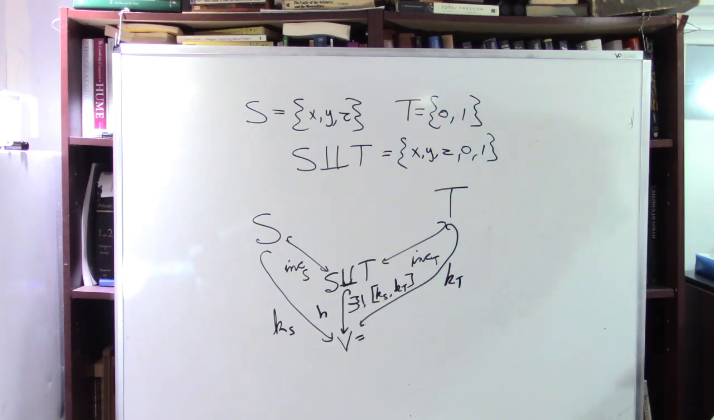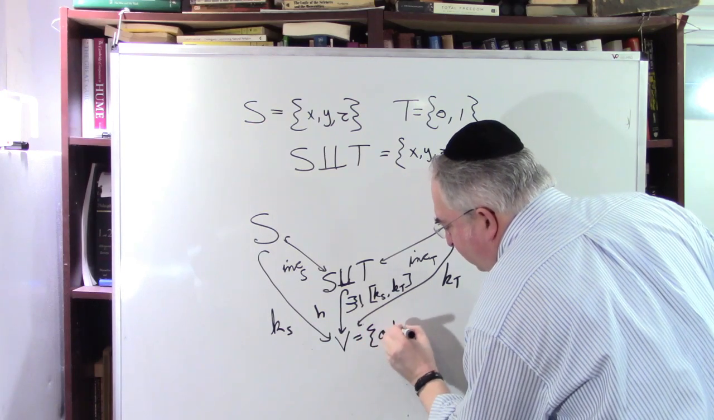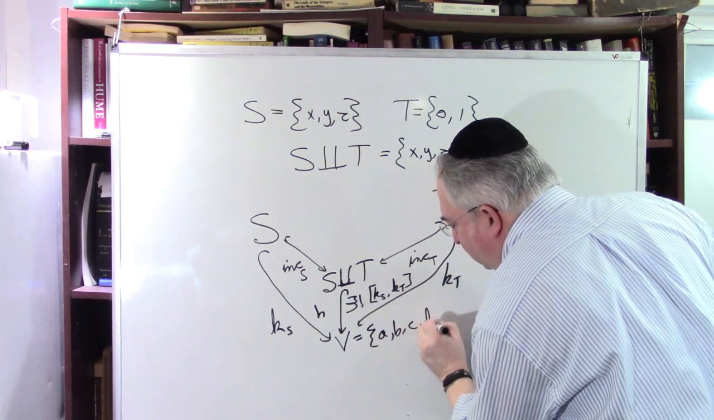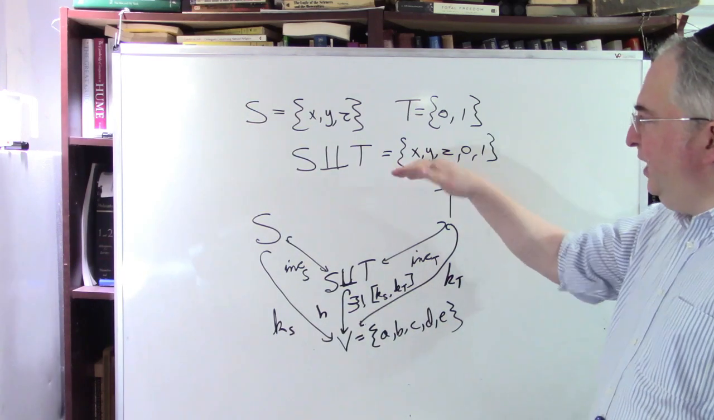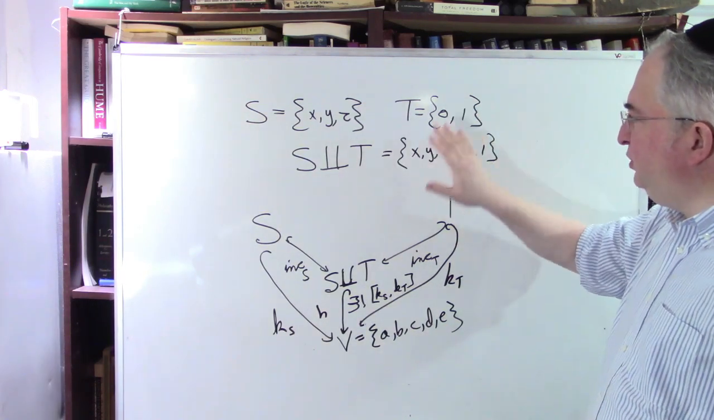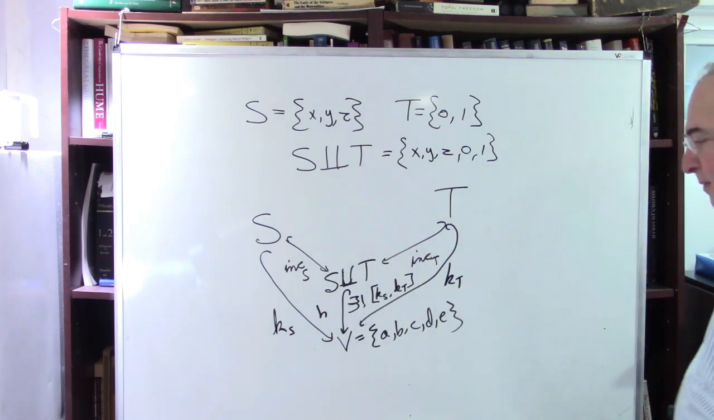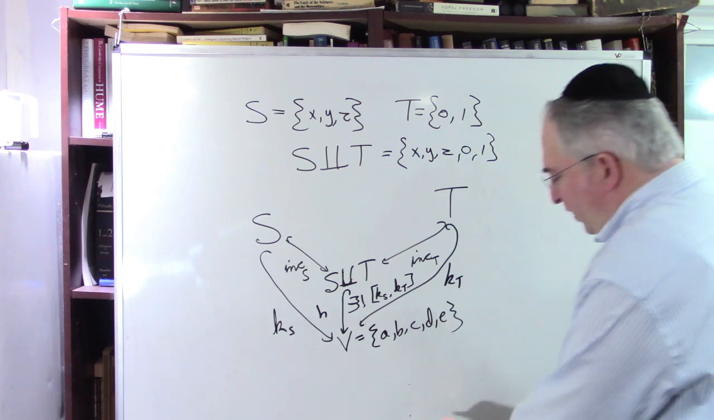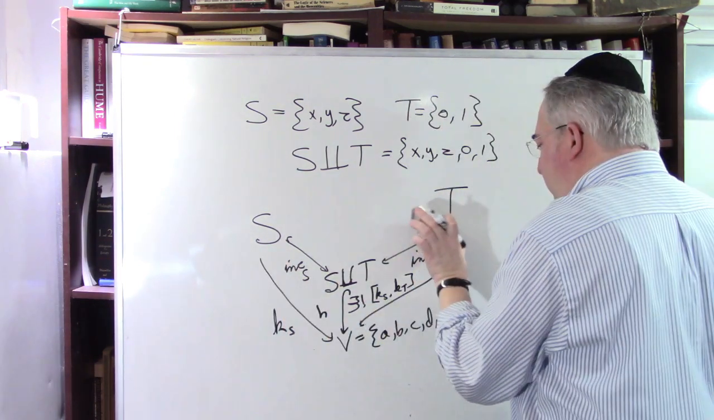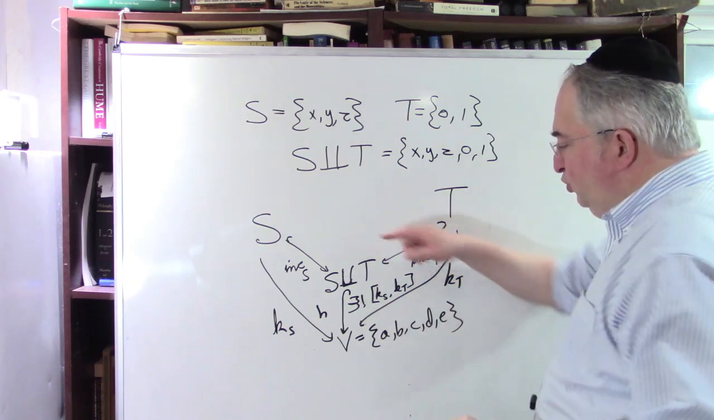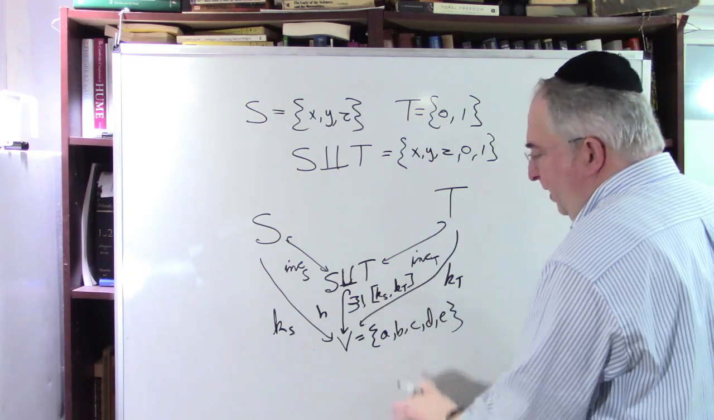Okay, let's do another one. How about this? V is equal to A, B, C, D, E. Nothing to do with the set S, nothing to do with the set T. But here's what it says. Now I'm erasing all these inclusion maps because S and T do not include into here. They are not inclusion maps here.